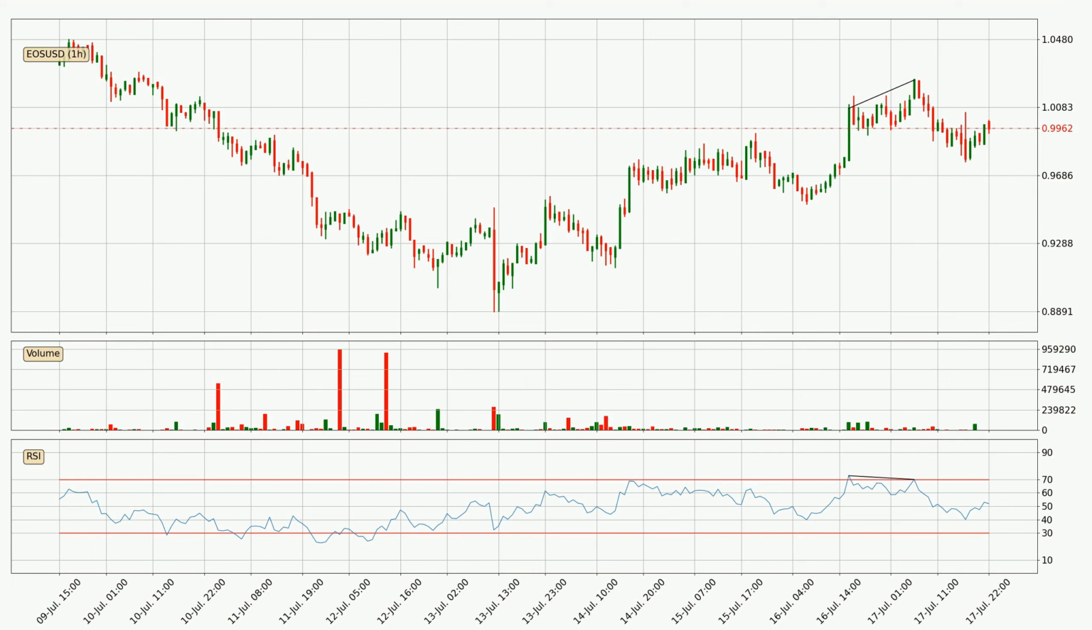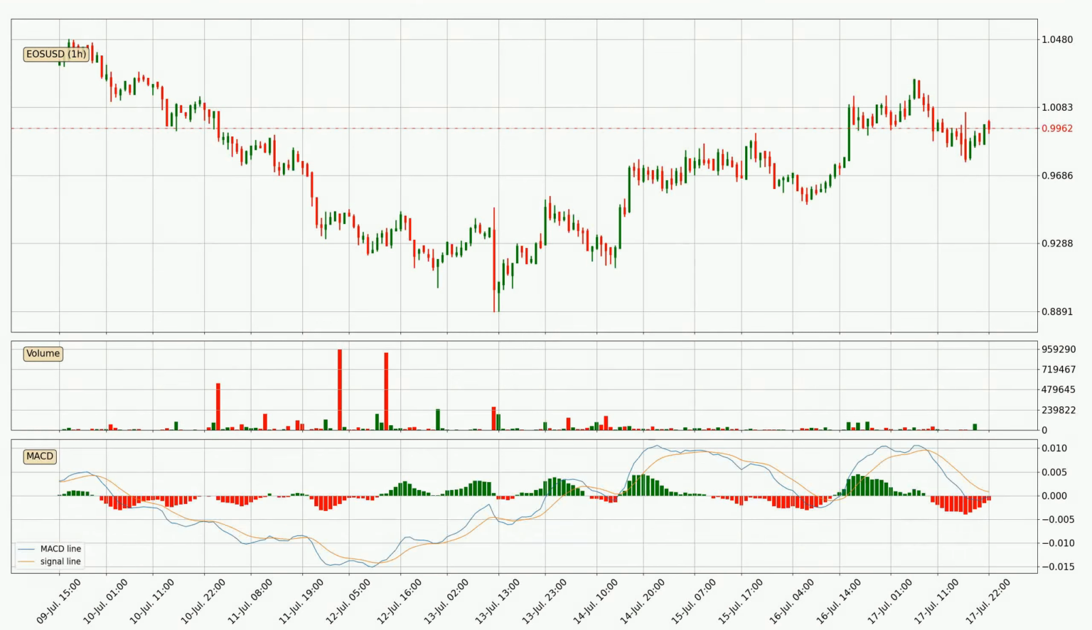When we now look out for divergence in the hourly time frame, there was a bearish divergence and the price already went down. Jumping to the hourly MACD, the MACD line is below the signal line, which shows that the current trend is on the downside.